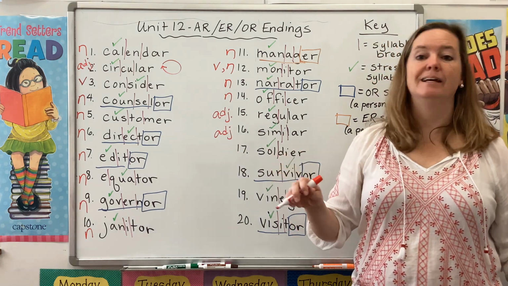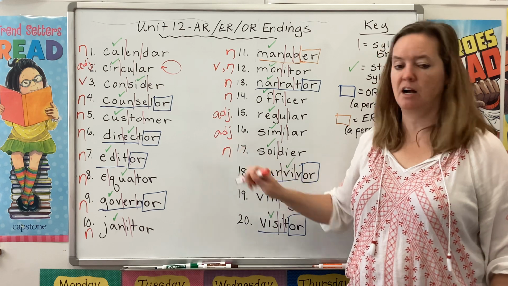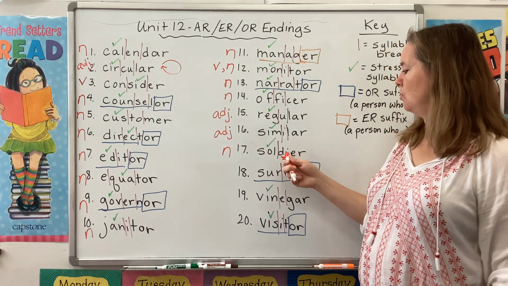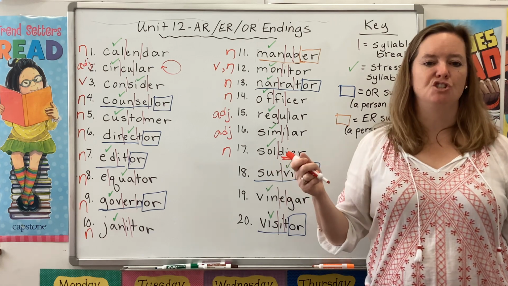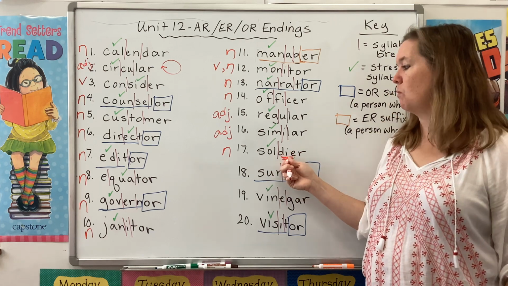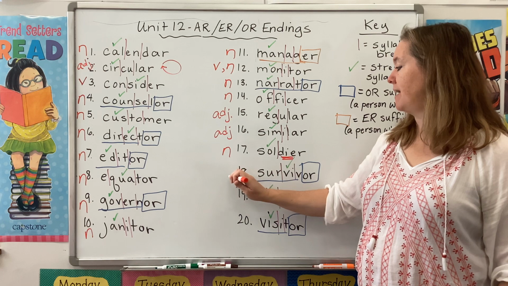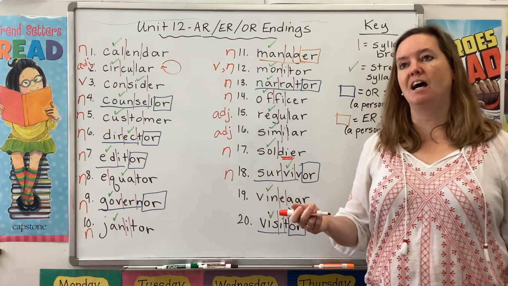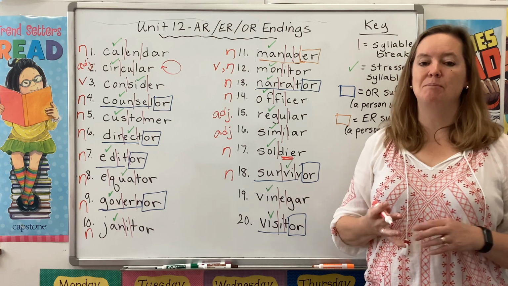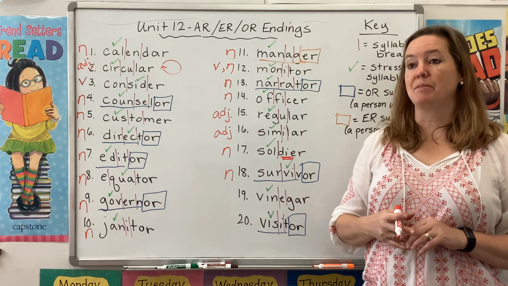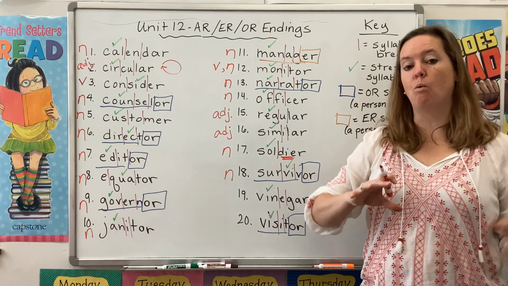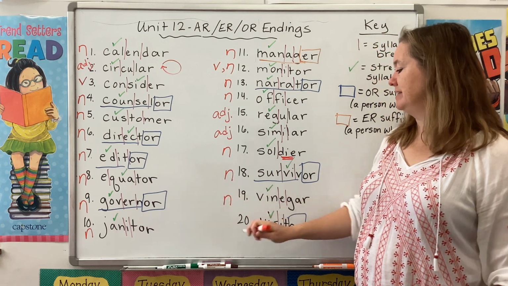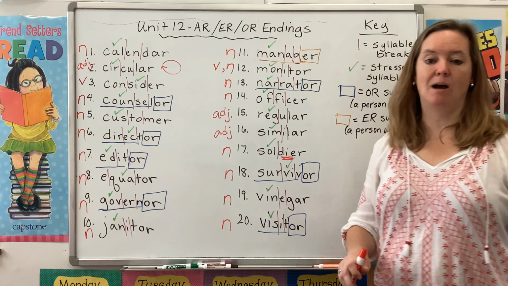Soldier is a person, right, who protects our country. By the way, be careful when you're spelling it, soldier. It almost has a J sound in there, so watch that spelling. Survivor is a person. Vinegar is like a sour liquid that people use for cooking. They make salad dressing by pouring oil and vinegar together, so that's a noun. And then a visitor is a noun.